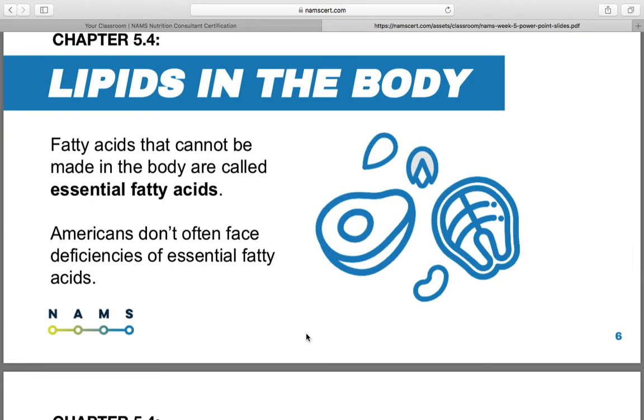Fatty acids that cannot be made in the body are called essential fatty acids. Americans don't often face deficiencies of essential fatty acids, so we might have to take in some other supplements to receive our essential fatty acids. And typically they're saying that Americans don't often face deficiencies because Americans have a high fat diet because of fast food, because of fried food, because of a lot of red meats that a lot of people like to enjoy.